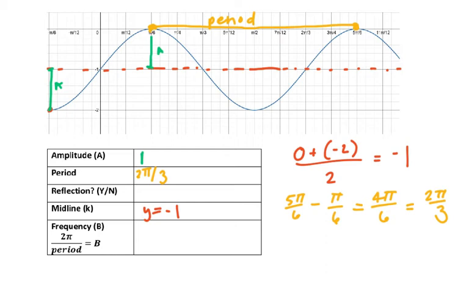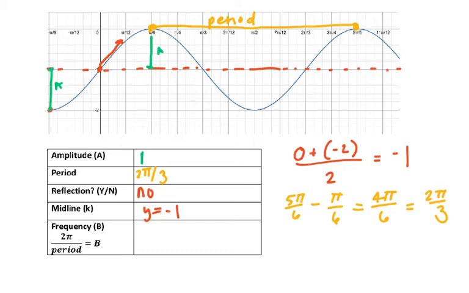Now our next row asks us whether or not there is a horizontal reflection. So was this function reflected or flipped over our x-axis? Because after our y-intercept, our function is increasing, we are going to say that no, there is not a horizontal reflection here. So this means that our lead coefficient, our a value, is going to be positive.